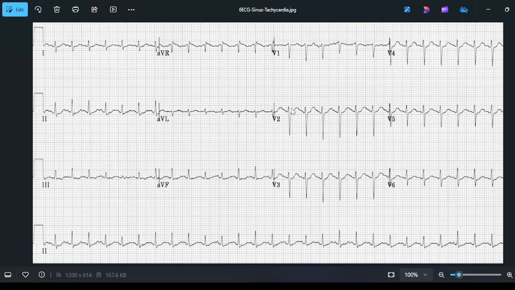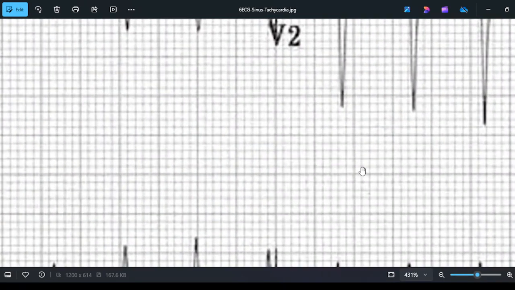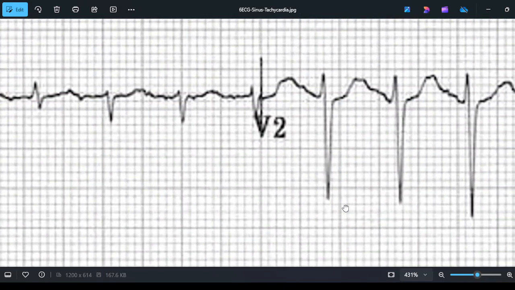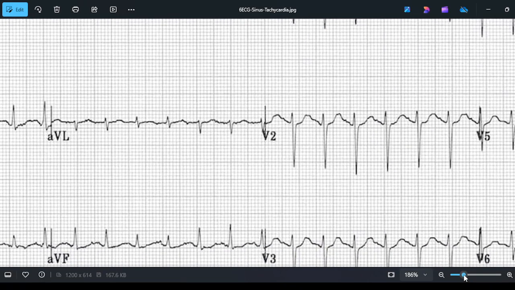Right, this is sinus tachycardia. Can you see how wide the QRS complex is? Not more than 2 small squares, right? Should I zoom in? Okay. See, 1, 2. That is a normal QRS complex. Only 2 small squares. So anything more than that is wide.